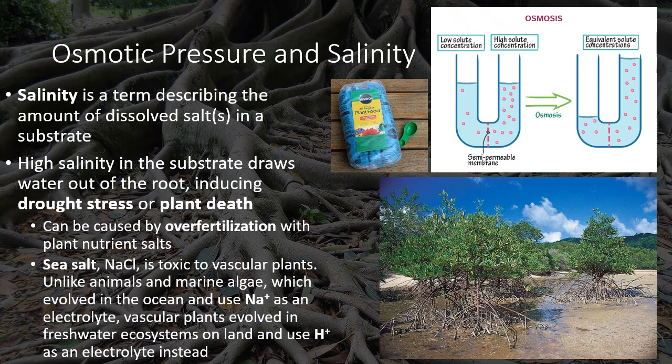So in the ocean, there is a huge amount of dissolved NaCl, sodium chloride, which is table salt. And sodium chloride is actually toxic to the vascular plants. So, animals and marine algae, things like kelp, which are not true plants, they evolved in the ocean and they use Na plus, or the sodium ion from NaCl, as an electrolyte.